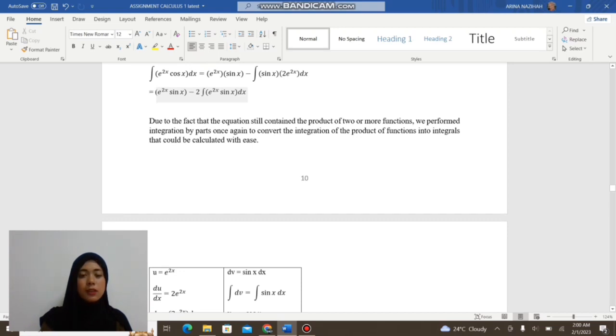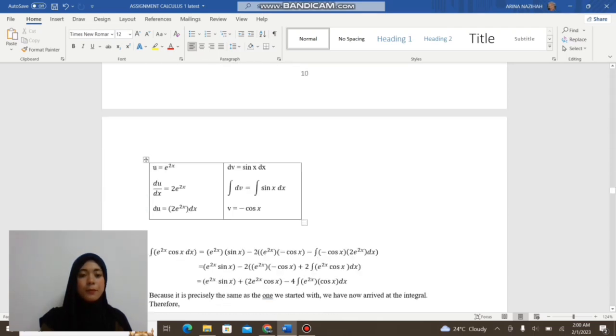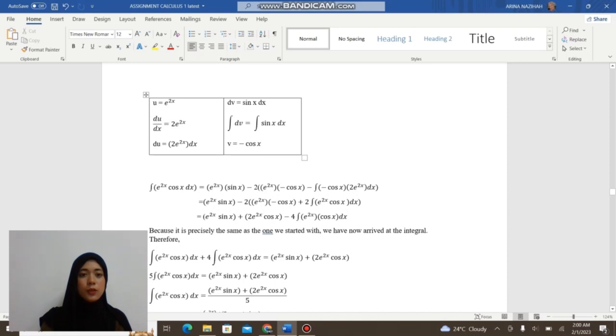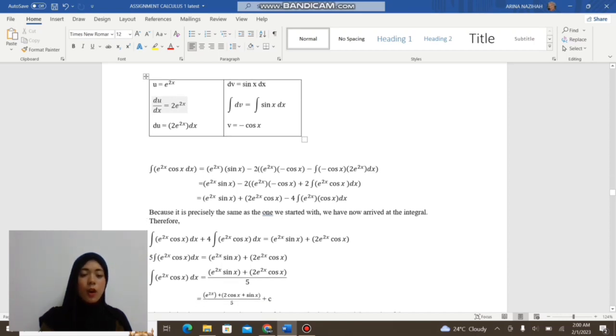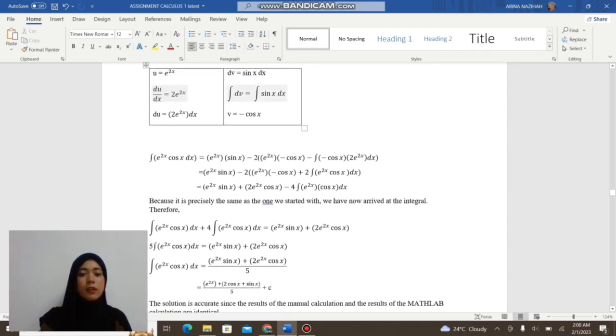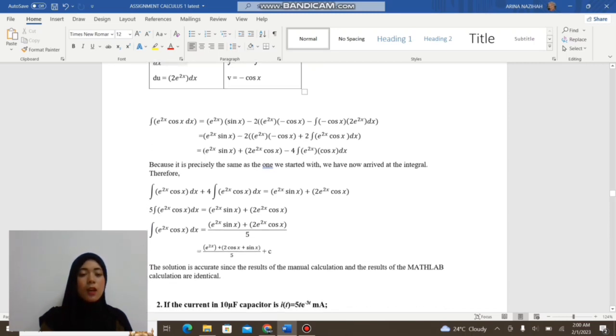Because the equation contains the product of two functions, we perform integration by parts once again to convert the integral of the product of functions into integrals that can be calculated with ease. So u equals e to the power of 2x, and differentiating, we get du over dx equals 2e to the power of 2x, du equals (2e to the power of 2x) dx, dv equals sin x dx, integrating dv gives the integral of sin x dx, v equals minus cos x.